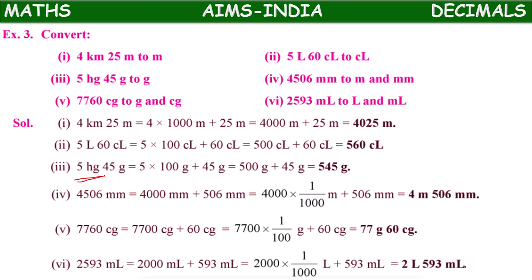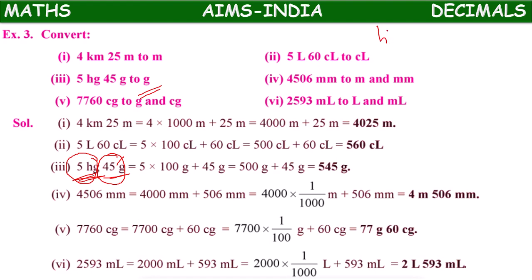So 5 hectagrams, 45 grams. We are having 5 hectagrams, 45 grams, which is to be converted to grams. Means 45 we are having in grams, but these 5 hectagrams are to be converted to grams.